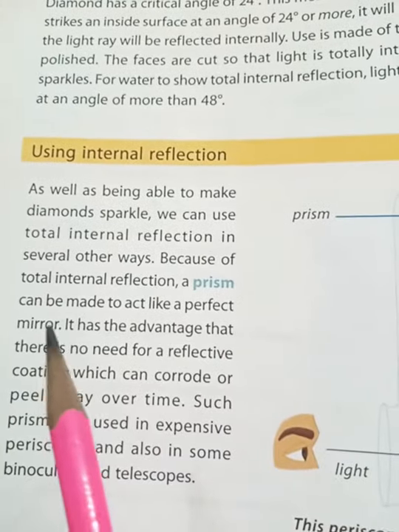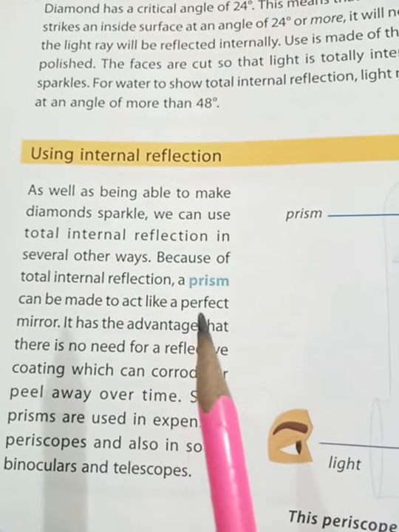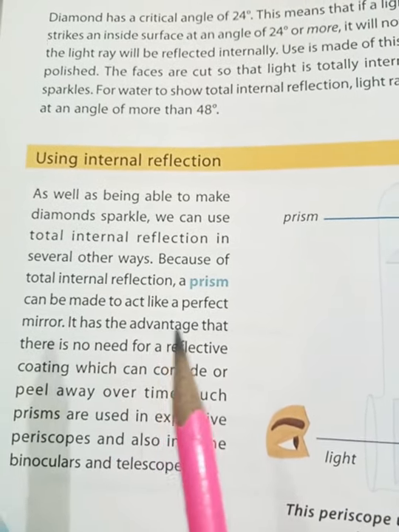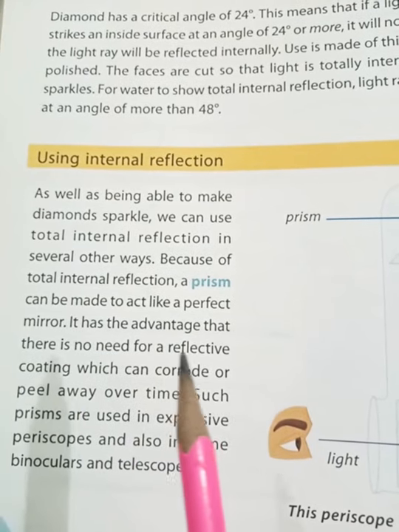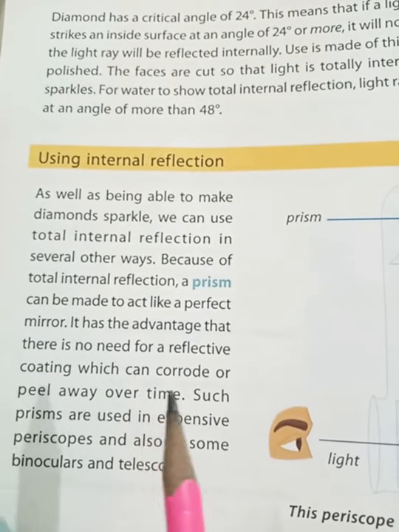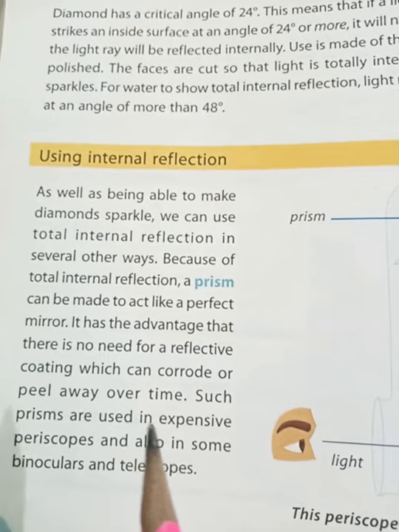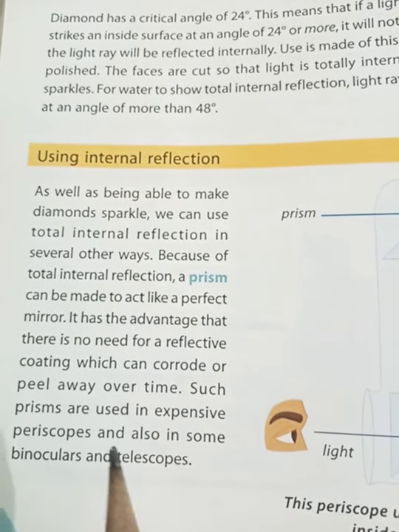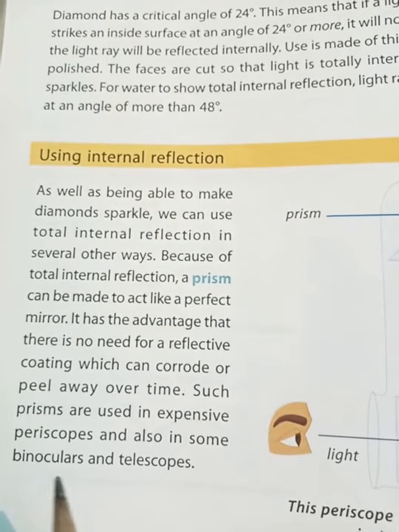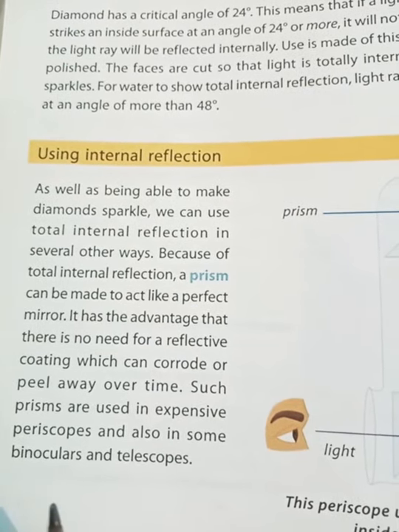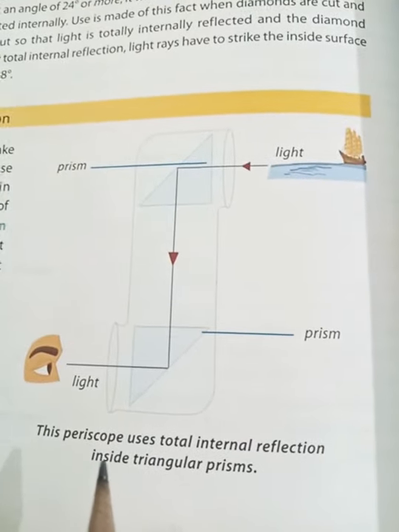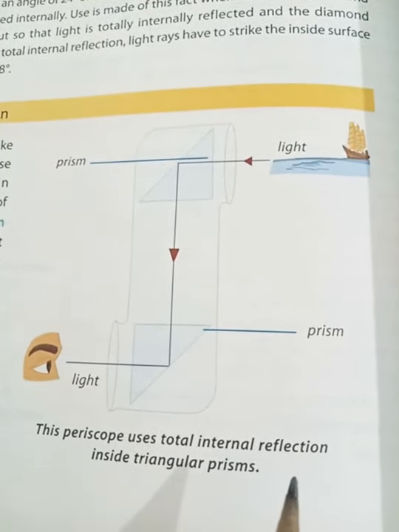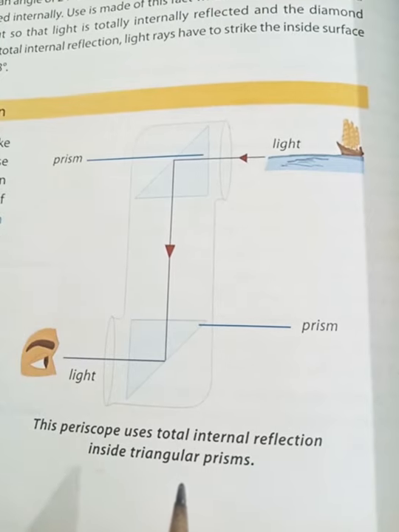Because of total internal reflection, a prism can be made to act like a perfect mirror. It has the advantage that there is no need for a reflective coating, which can corrode or peel away after time. Such prisms are used in expensive periscopes and also in some binoculars and telescopes. See, this is the picture given. This periscope uses total internal reflection inside triangular prisms.